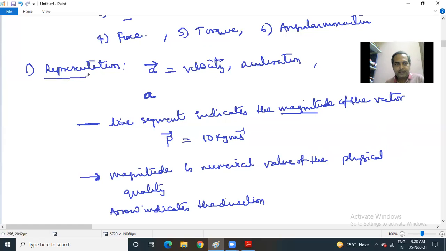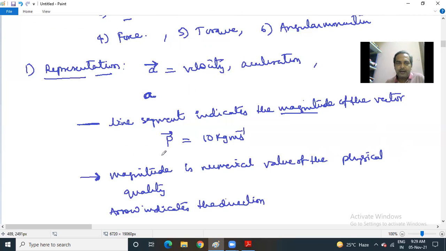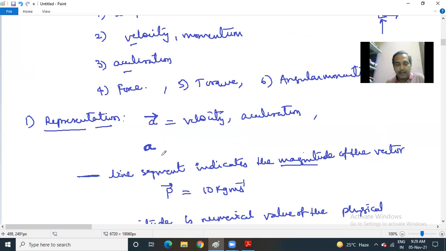In my next video, I'll continue with that. There is another way to express the magnitude like this. So this is the way to express the magnitude. In my next video, I'll continue with the types of vectors. After that, there will be addition, subtraction, and multiplication of vectors.